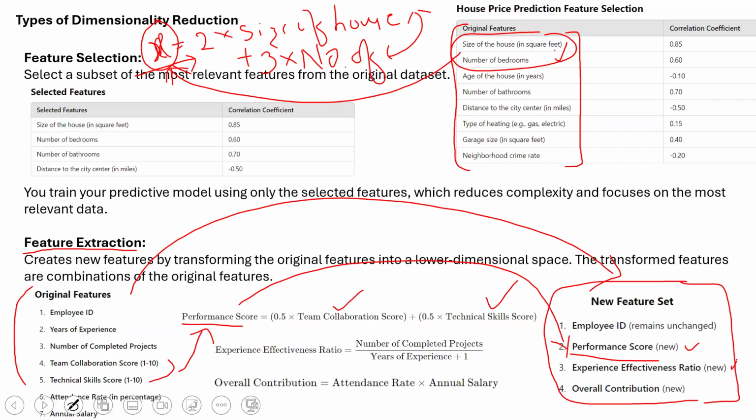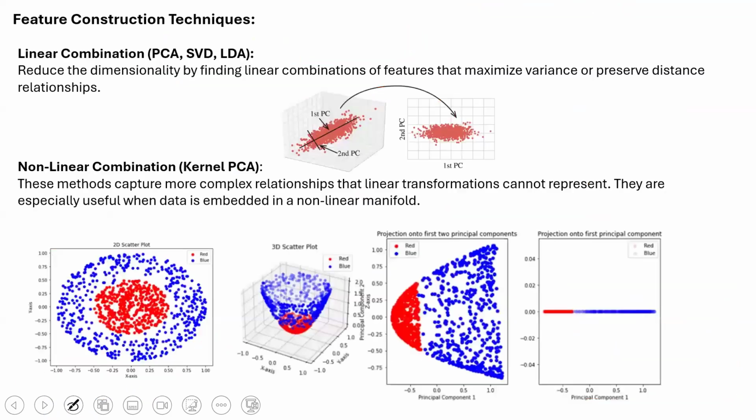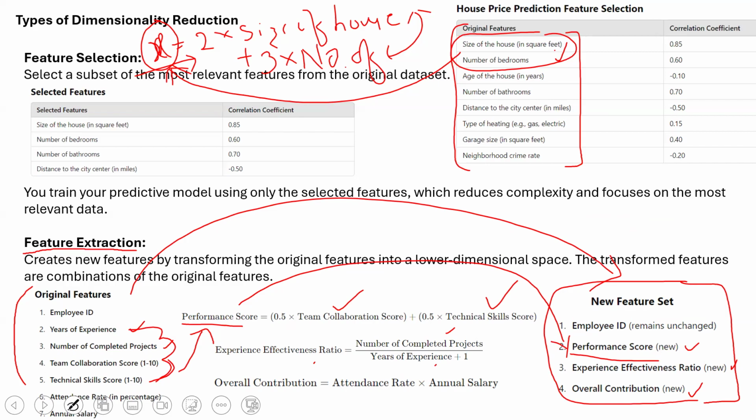Similarly, if you take this experience effectiveness ratio, it is calculated by using the original dimensions. What are the original dimensions used? Number of completed projects and years of experience. So this is also considered. So now we considered all these four dimensions in the original data. What is the other one? Overall contribution. Overall contribution is attendance rate into annual salary. So we combine the sixth and seventh features.